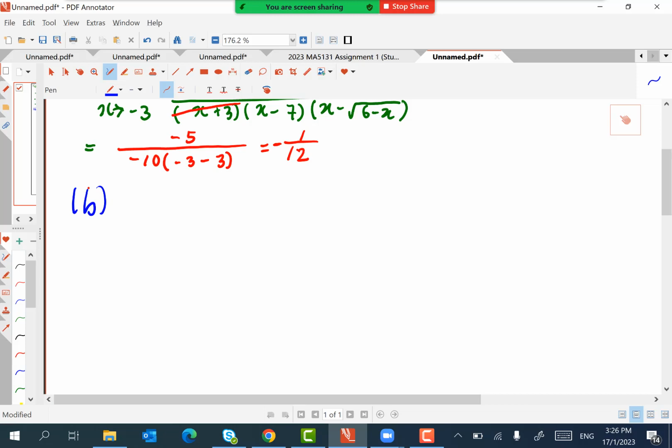Okay, 1b, you have the limit as x goes towards root 2 of (2x cubed minus 4) over (x squared minus 2).